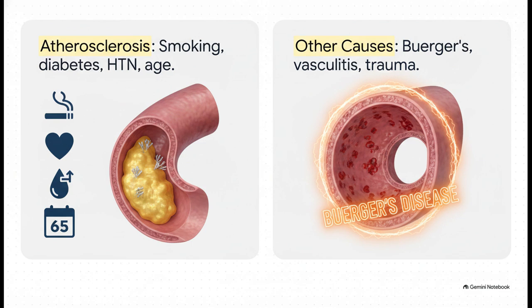The absolute highest yield takeaway here: thromboangiitis obliterans, also known as Buerger's disease. If you see a young, heavy smoker presenting with severe extremity ischemia, Buerger's should literally be flashing in neon lights in your mind. Other non-atherosclerotic causes include vasculitis, fibromuscular dysplasia, popliteal entrapment, radiation, and even trauma.